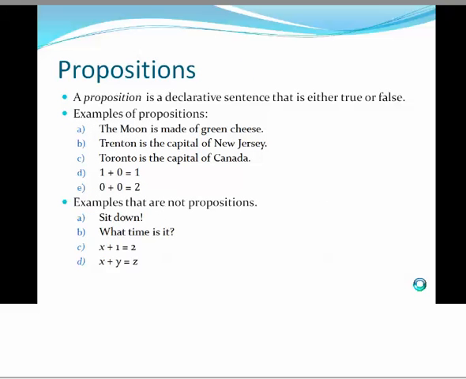There are some examples of the proposition here. These are given in the book. These PowerPoint slides are from the book. If you see the book, then you can see these are the pages of the book. Here it is given that a proposition is a declarative sentence that is either true or false. It is the definition of the proposition. When the statements are true or false, it is called a proposition. Similarly, examples of the proposition: the moon is made of green cheese. So this statement is true or false.